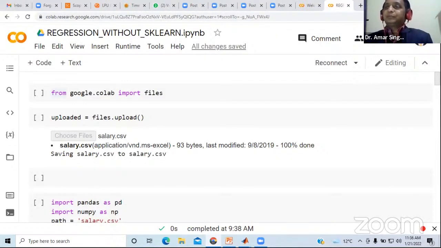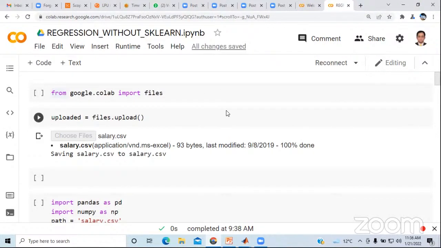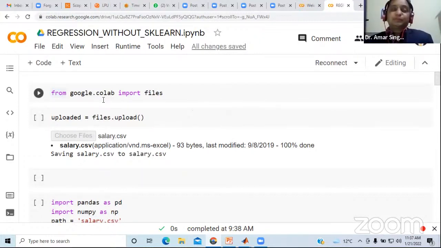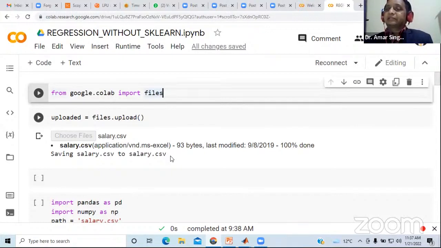For the implementation purpose, my Jupyter notebook is visible to you. For the implementation purpose, I have taken the data set. The data set is the salary data set. First of all, I imported the data set in Google Colab. I am using Google Colab here. So I imported the data set here.